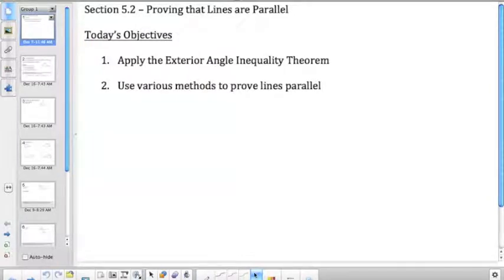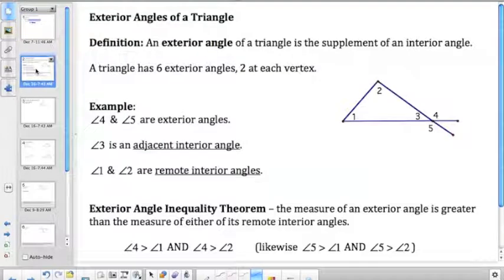But we're going to talk about the Exterior Angle Inequality Theorem, and then there are 6 theorems that we're going to use to prove lines are parallel. And try not to get freaked out at the number of theorems, because the 6 theorems for the parallel lines are very similar to each other. But let's first talk about the Exterior Angle Inequality Theorem.